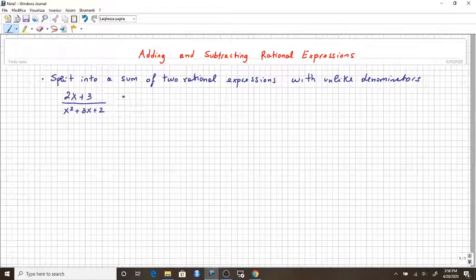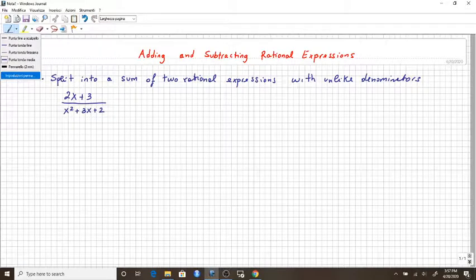Now, unlike denominators means that, of course, it would be too simple to split this into rational expressions with the same denominator, because you would just say 2x divided by this plus 3 divided by this, and you would be done, right? But you want to have two different denominators. Okay, so try by yourself, and then you can check with the process I'm going to show you.